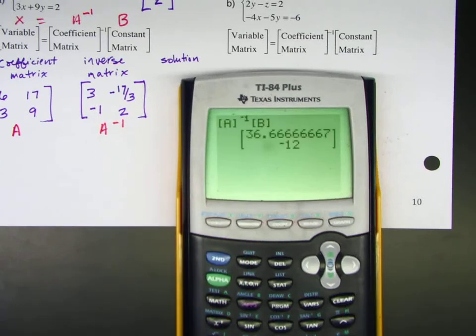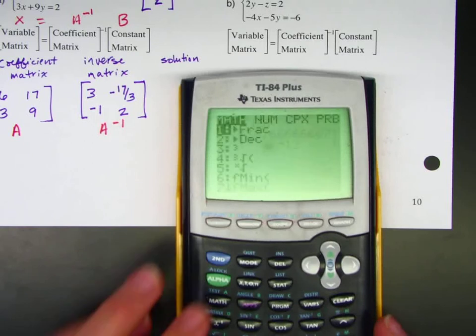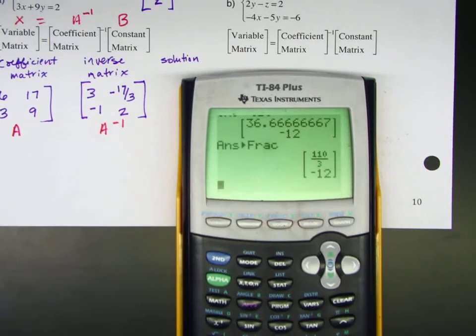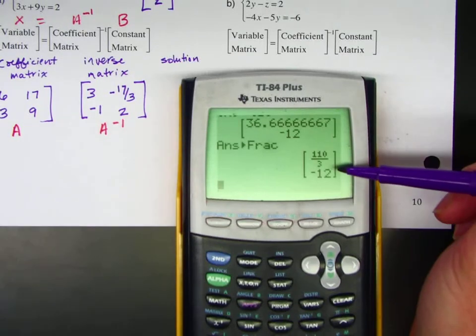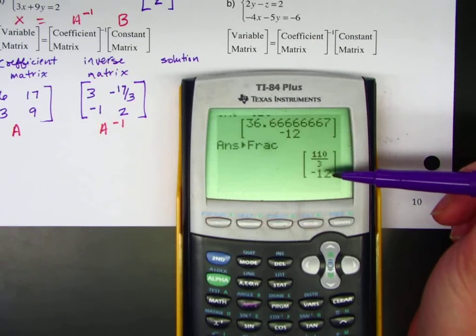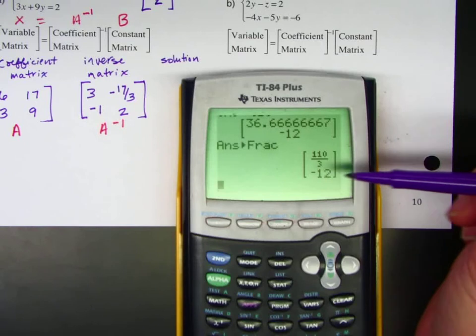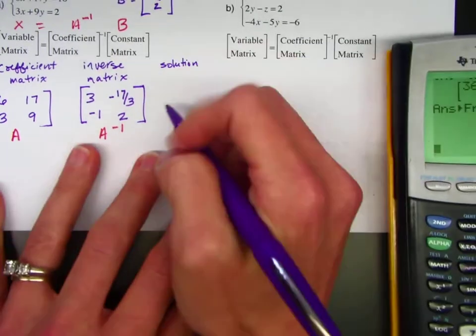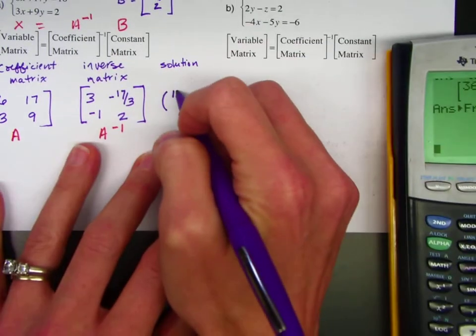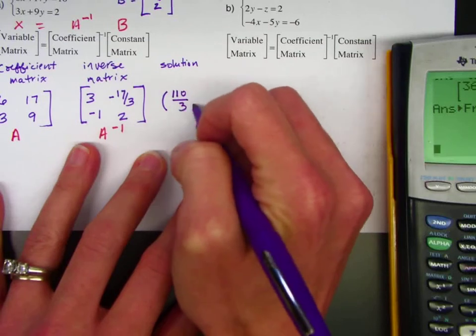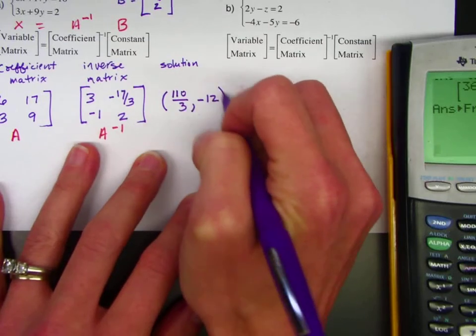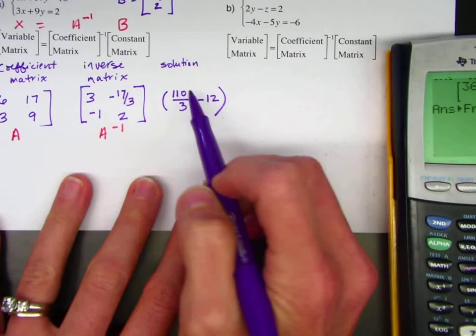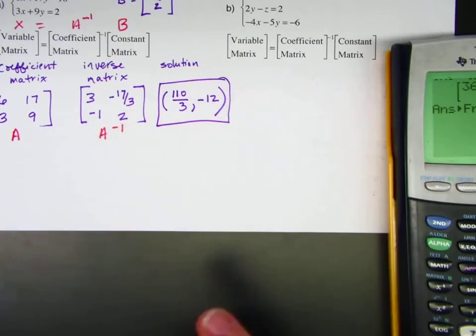All right, what do we have to do from here, though? Math, frac. So here's the thing. This is not our solution, you guys. Do not give me a matrix for the solution. What would be the appropriate solution for a system of ordered pair? So we get 110 over 3, comma, negative 12. So be careful for that. Make sure you write it in the appropriate format, an ordered pair, an ordered triple, whatever you need to do.